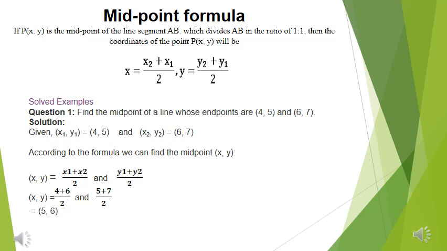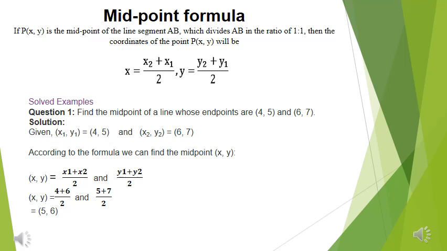When the line is divided in the equal ratio, that is 1:1, we use the formula to find the coordinates of point P, that is x, y. So for x, it is (x2 plus x1) divided by 2, and for y, (y2 plus y1) divided by 2. This is also called the midpoint formula.